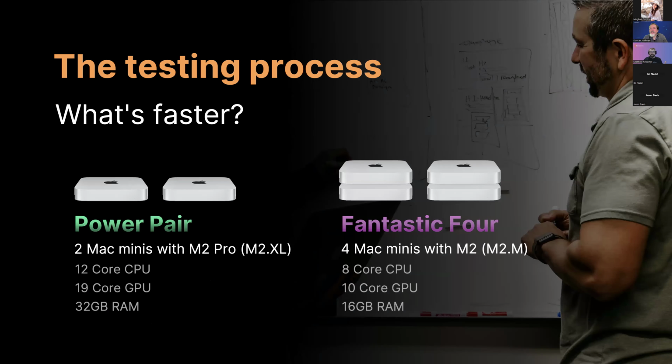So, as I had said earlier, what's faster? 2 Mac Minis with M2 Pro, our Power Pair, where each machine has 12 cores of CPU and 32 gigs of RAM, or the Fantastic Four, 4 Mac Minis with M2, 8-core CPU, just a basic machine, with 16 gigs of RAM.